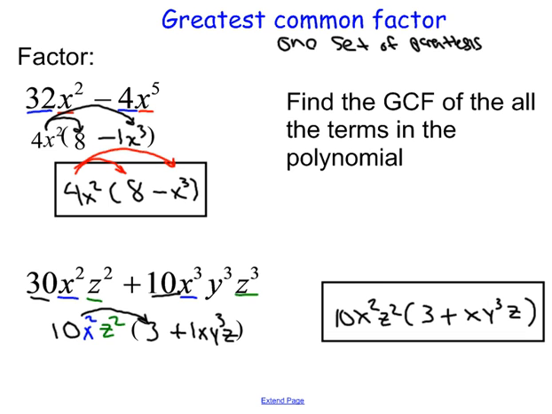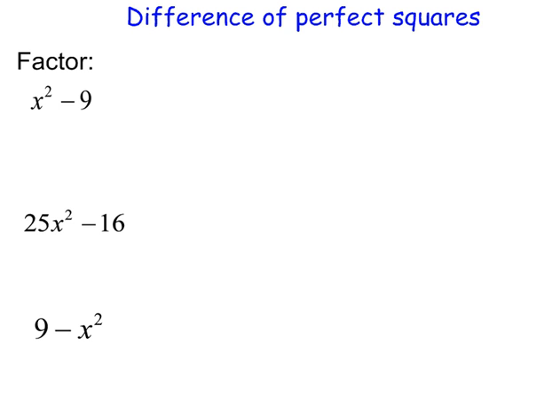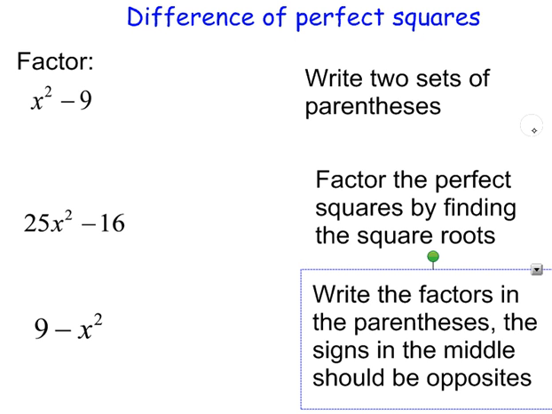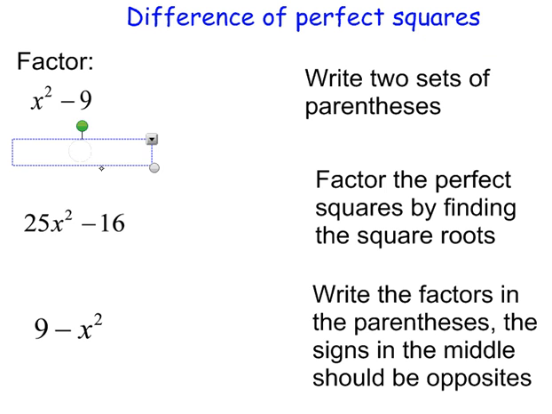Okay, the second scenario we're looking at today is difference of perfect squares. And, you know, most of you have seen these before. I'm just going to do a quick review on them. So you need to write 2 sets of parentheses. Factor the perfect squares by finding the square roots. So you got to factor out x squared and negative 9, and you do that by just finding the square roots. So you're going to get x minus 3 and x plus 3.